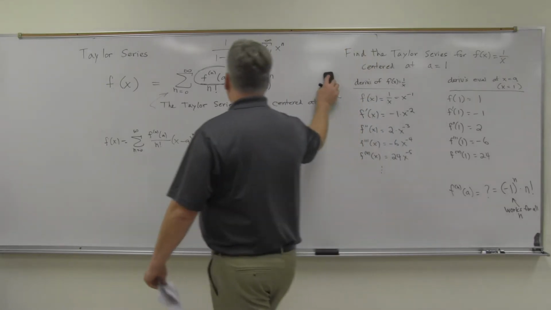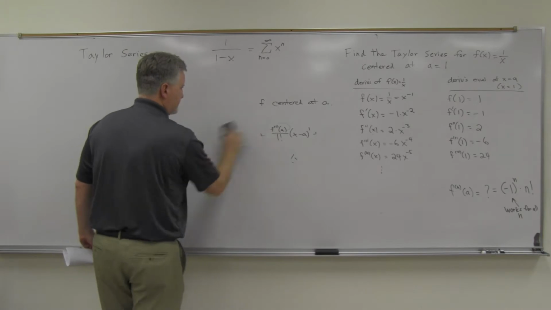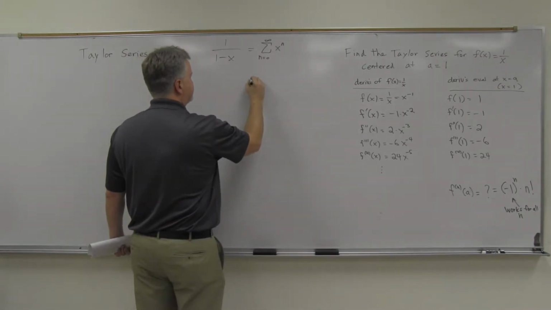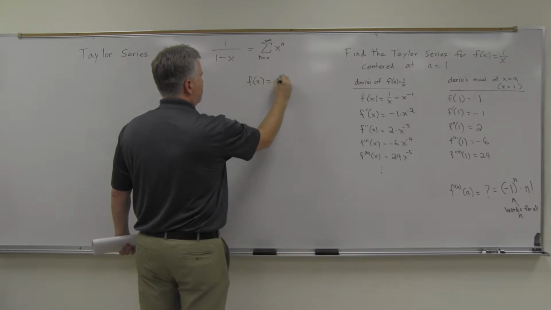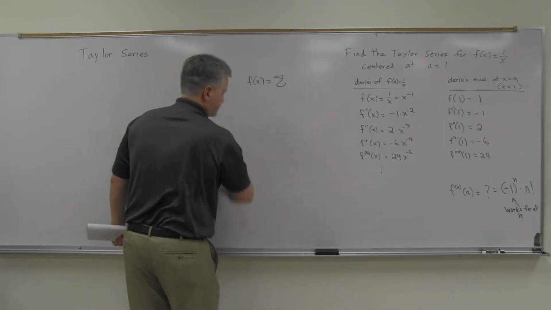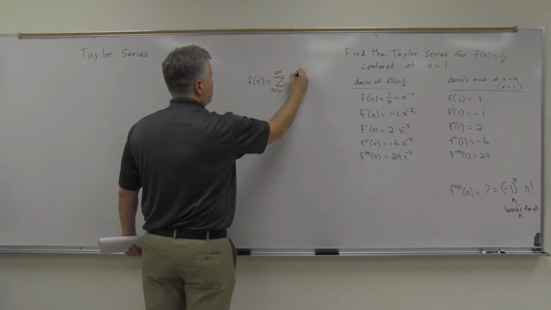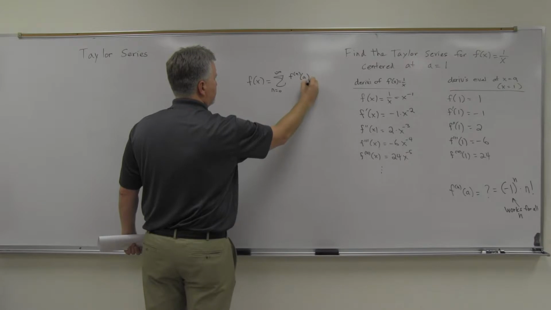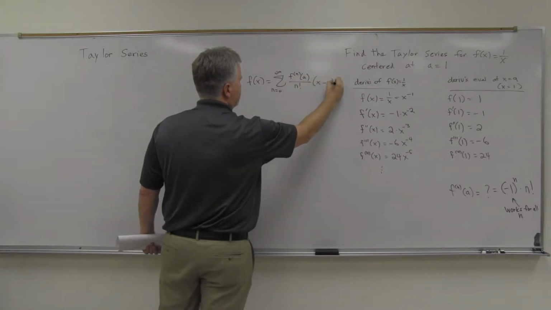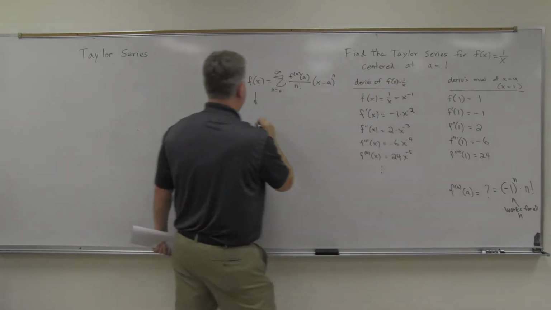So what that means is now we can write our function in the Taylor series format. So f of x is the Taylor series, n equals 0 to infinity, of the nth derivative at a over n factorial times x minus a to the n. All right, so in this case, our f of x is 1 over x.